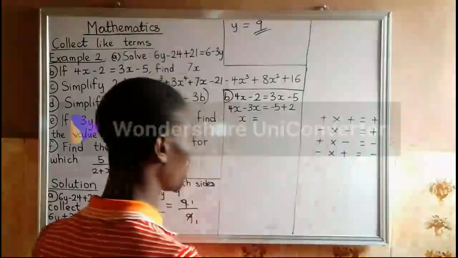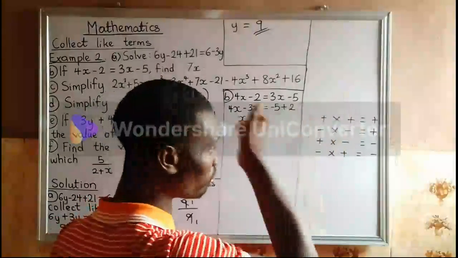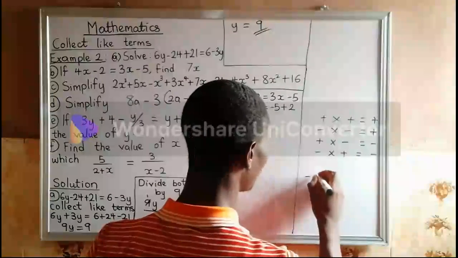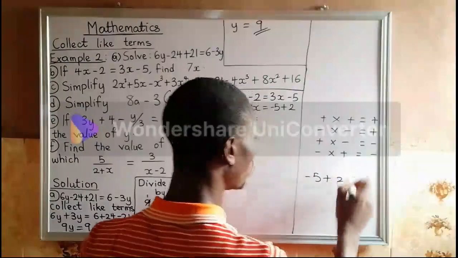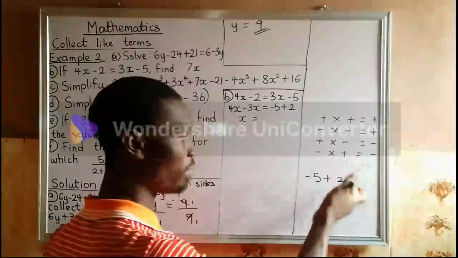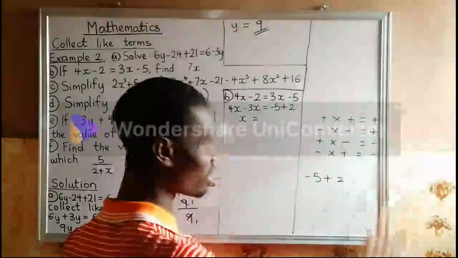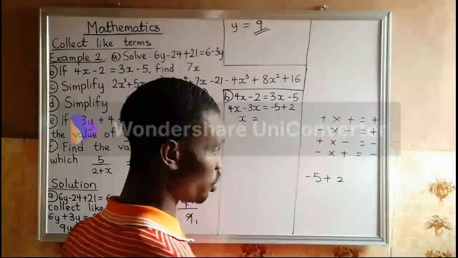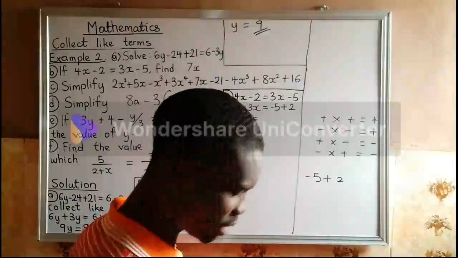But this doesn't apply with just adding and subtracting numbers. When you have, for example, the one we have here, minus 5 plus 2, we are not multiplying minus 5 by plus 2. So you don't apply this with these. You will be wrong doing that.